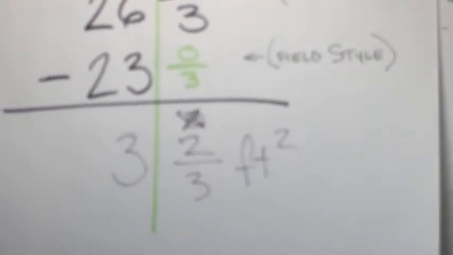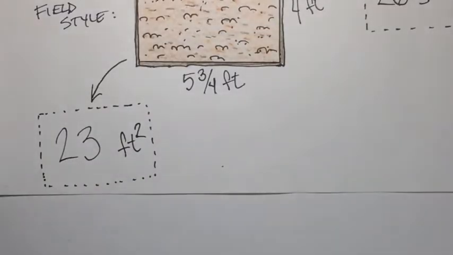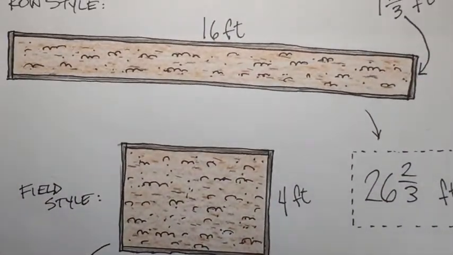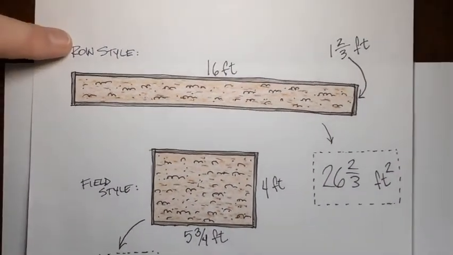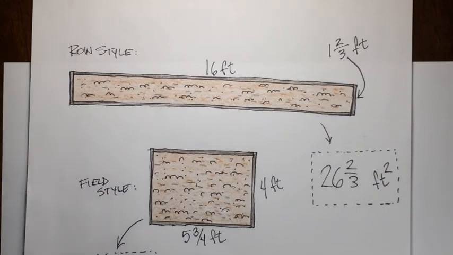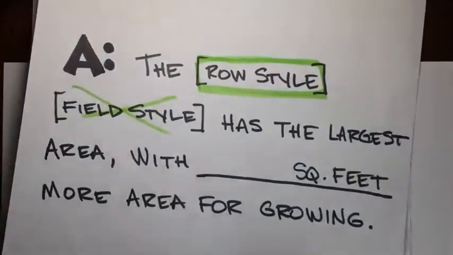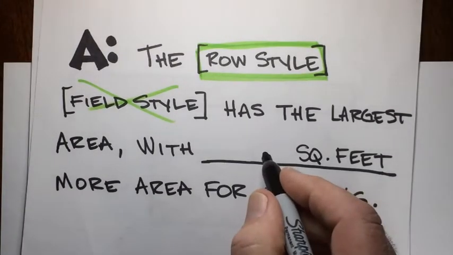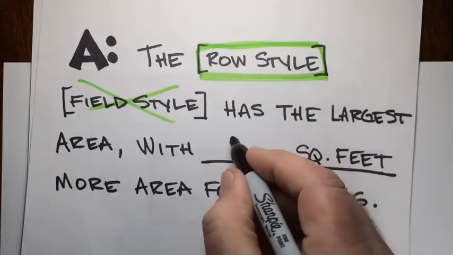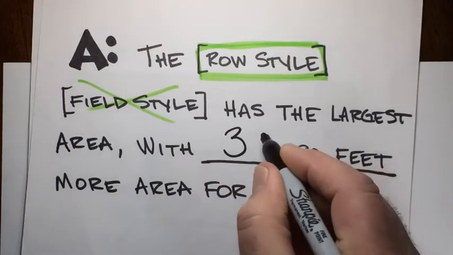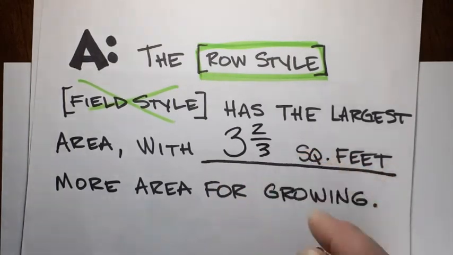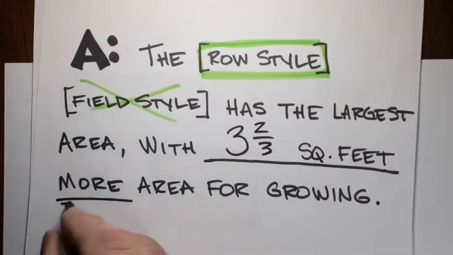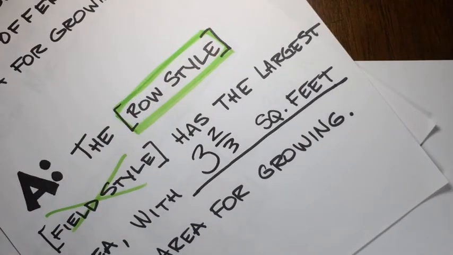So we should be able to answer this question now, by how much. So that would be, we know that the row style is better, has the largest square feet, and the answer is 3 and 2 thirds square feet more area. There's more square feet there.